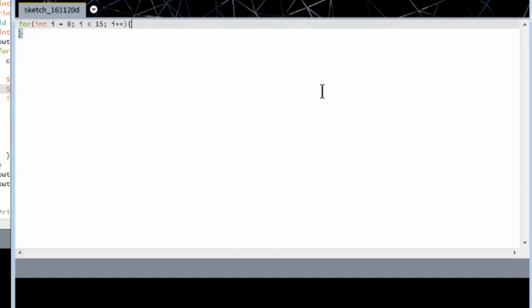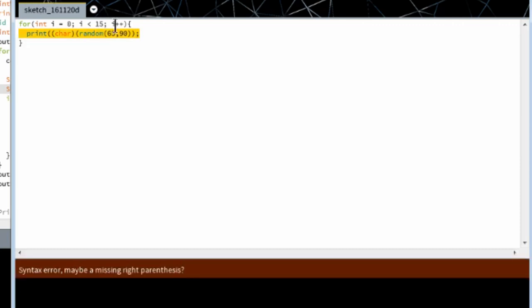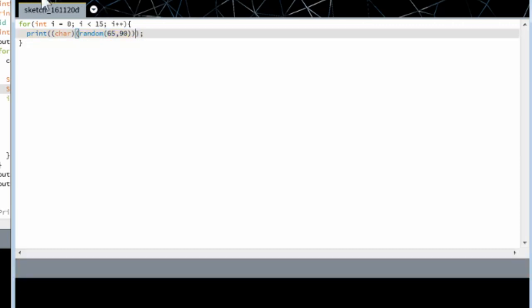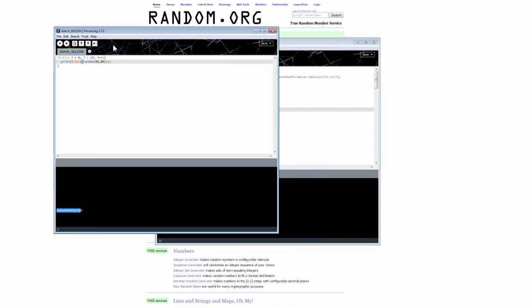So let's just print out the character version of a random integer from 65, which is A, up to 88? No, 91, which is, no, 90, which is Z. 90 is Z, I think. Then we run that. Never mind. Another parenthesis. There we go. There's our random string right there. And I'll copy that over.